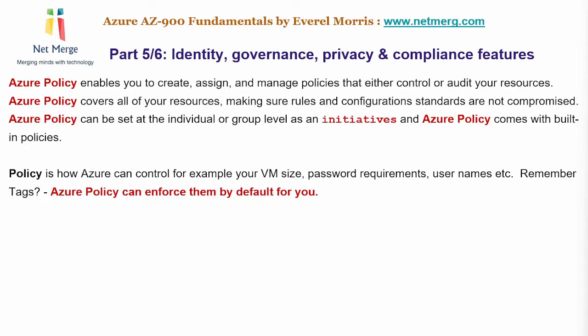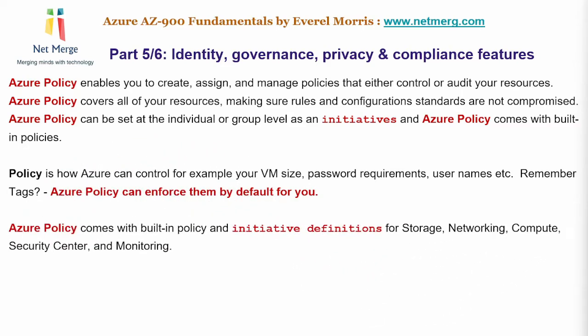All right, let's continue and see what else we have with Azure. Okay, Azure Policy comes with built-in policy and initiative definitions. Spoke about that, you can apply them to your storage, your blob storage, your file storage, your table storage, your queue storage. You could use it with your VNet, your networking, your subnet, your public IPs.